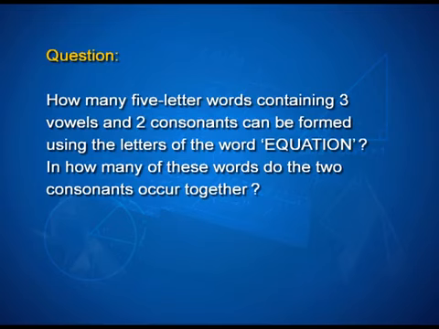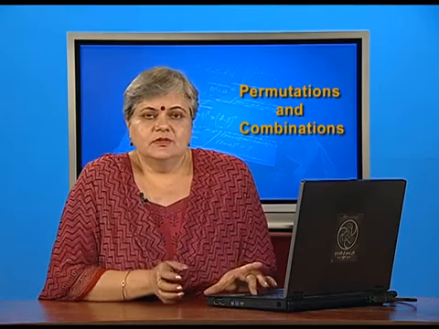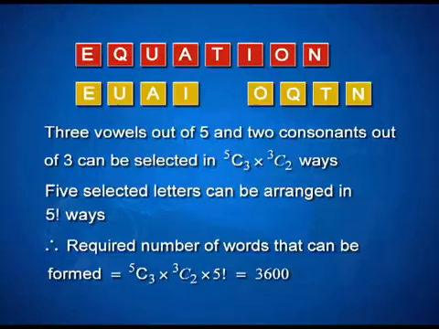Now, the second part says, in how many of these words do the consonants occur together? So, we want the consonants to stay together. So, what would one do now again? We are looking at 5 vowels, 3 consonants, and 3 vowels to be selected out of 5, that can be done in 5C3. 2 consonants can be selected out of 3 in 3C2. So, the product gives us the number of ways the selection can be done.